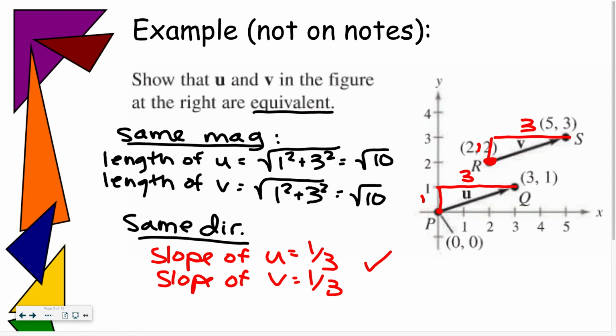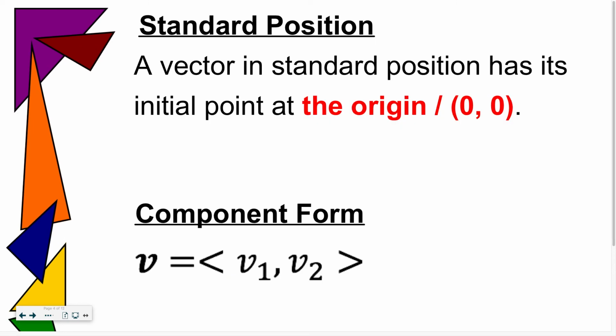So if you see a question on the homework about show that these are equivalent, it's not enough to say, yes, they do appear to have the same length and direction. You want to show that, okay? So you can do some of the formulas. Pythagorean theorem, you could have also used the distance formula, okay? But I think Pythagorean theorem and rise over run are probably a little faster.